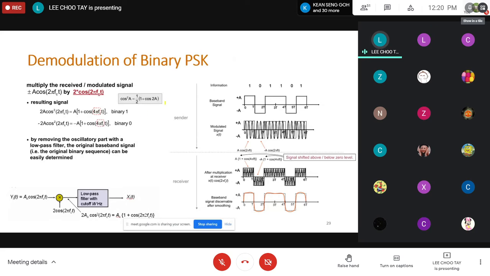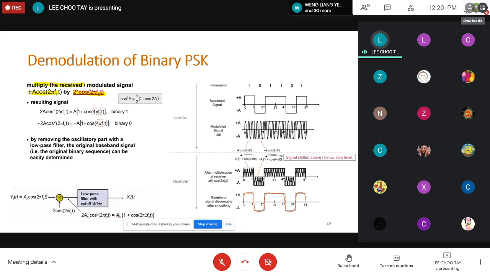Right, so this slide explains the demodulation method for binary PSK. On the left-hand side is the mathematical analysis. At recovery, we multiply the incoming signal, or the modulated signal, by the same carrier, in this case 2 cosine of 2 pi FCT. So it's the same phase and same frequency as the incoming signal.